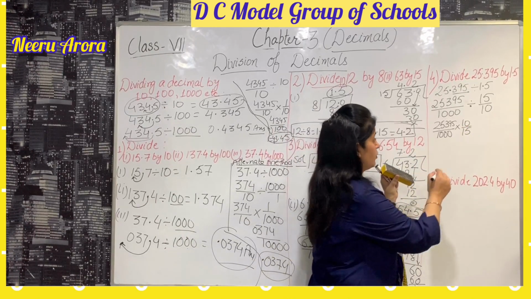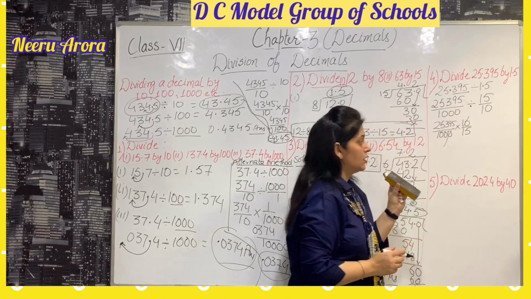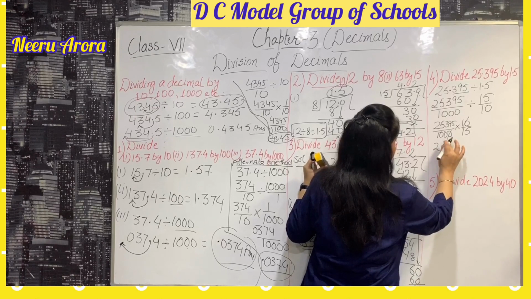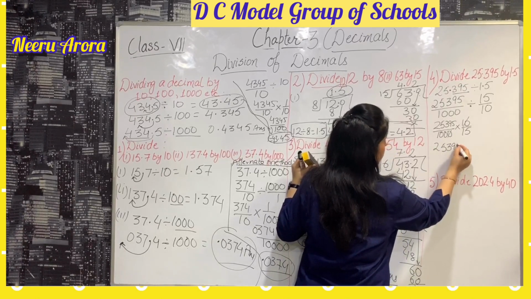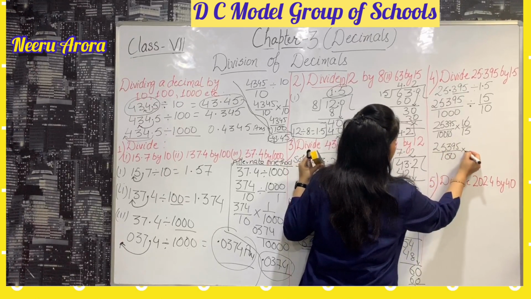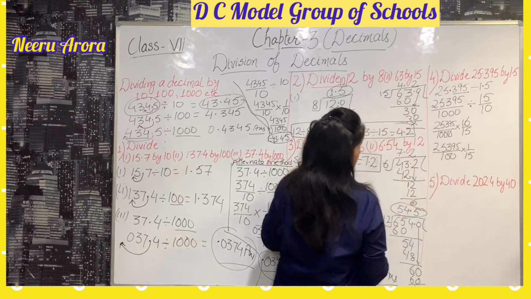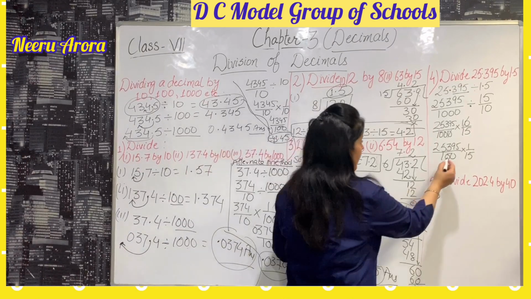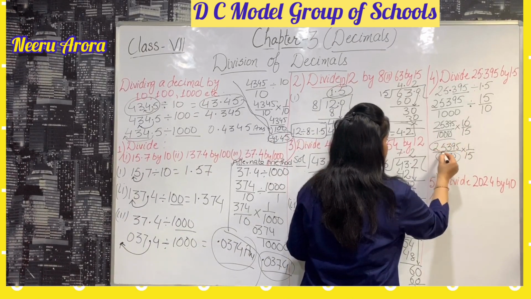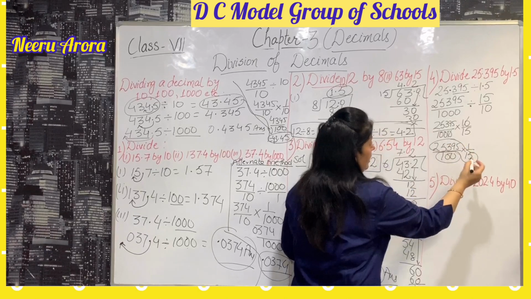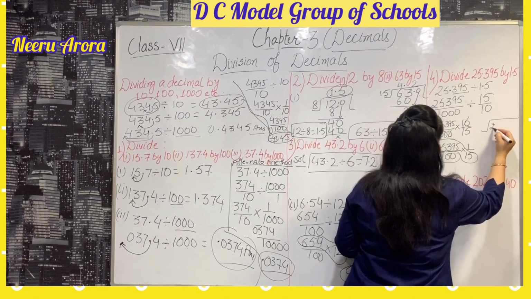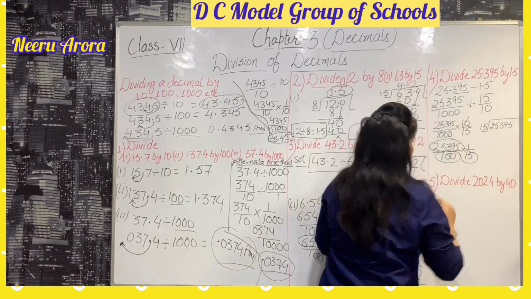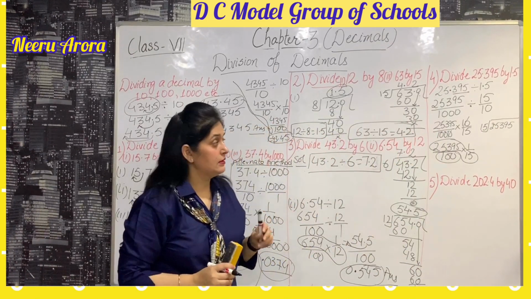So see, I am going to cancel these 0s. So now what is left? 25395 by 100 into 1 by 15. So as I told you in this sum, keep your 100 as it is, don't touch it. We will divide only this, 25395 by 15. 100 remains as it is.